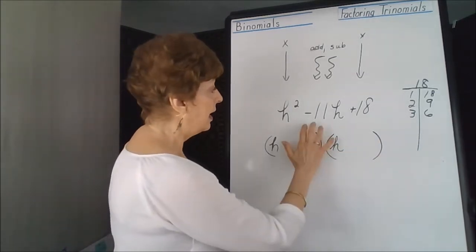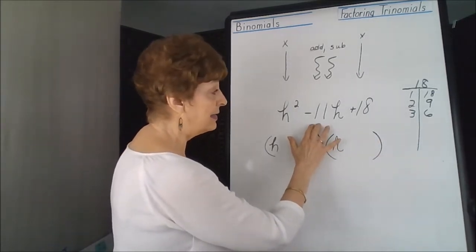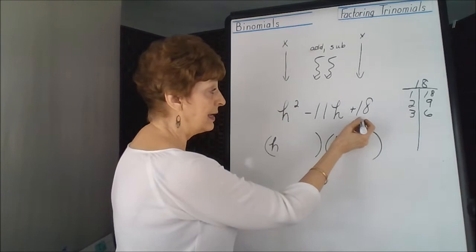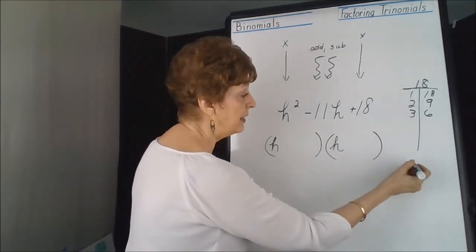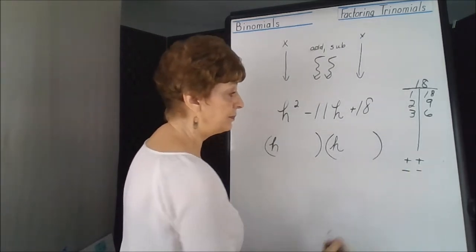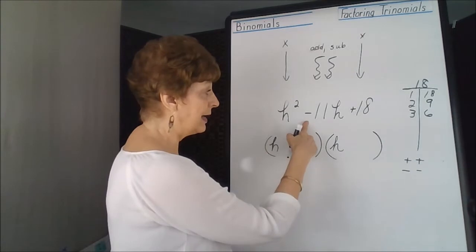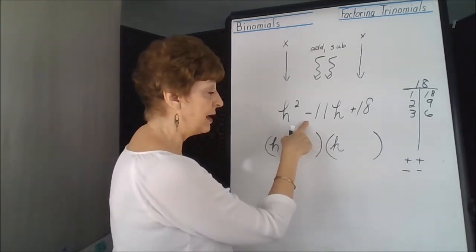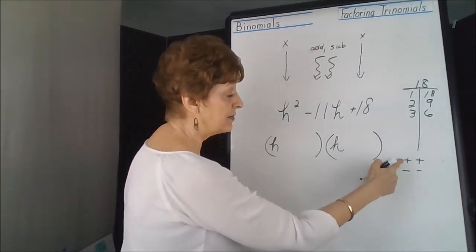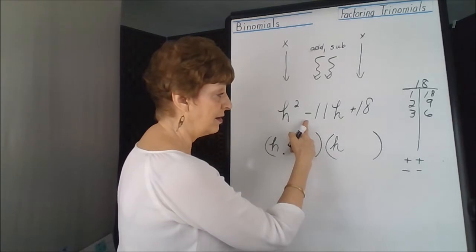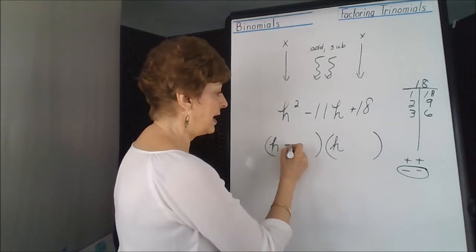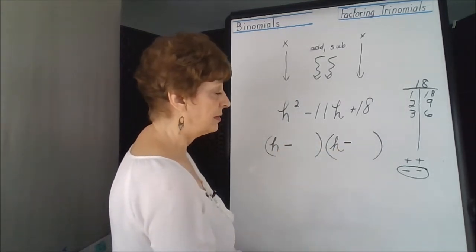All right, now I've got to get a negative 11, a positive 18. The only way that I can get a positive 18 with multiplication is with two positive numbers or two negative numbers. The only way that I can get a negative 11 is when I have two negatives, because if I add two positives together, I'm going to get a positive sign here. So this is what it has to be. My signs are going to be both negative.